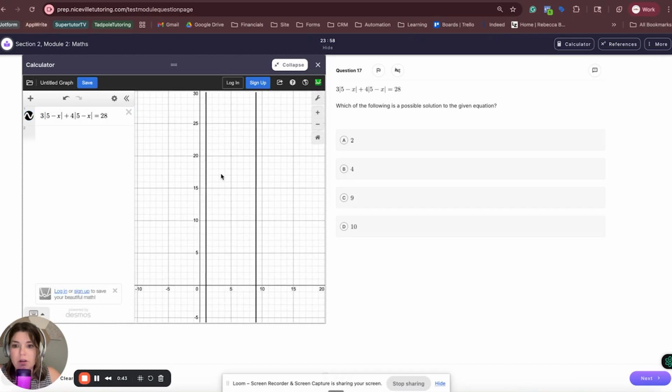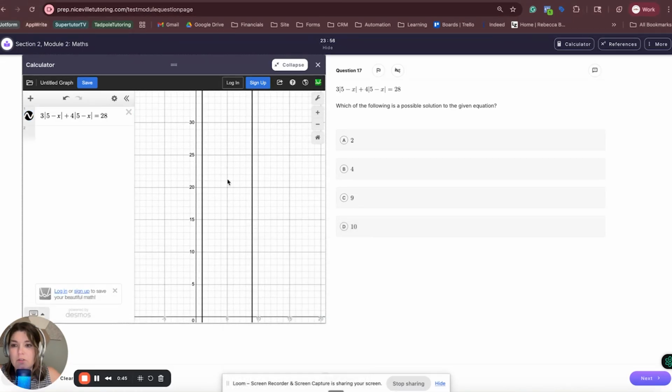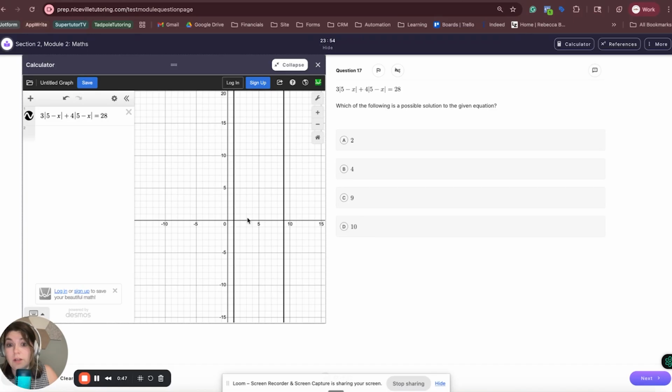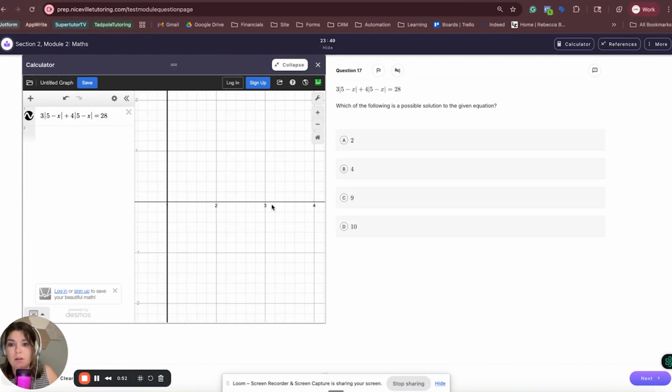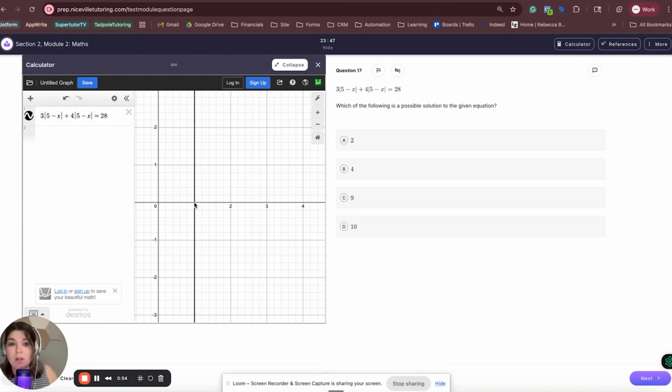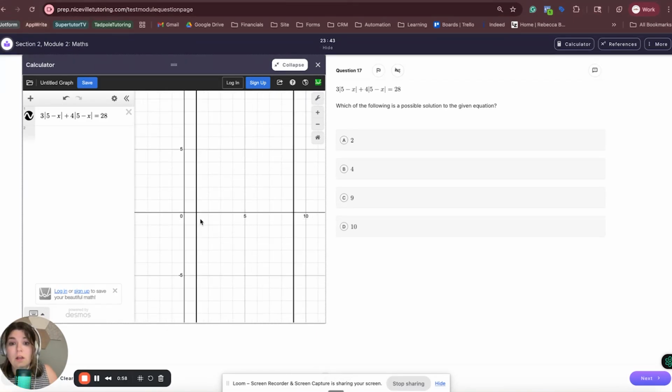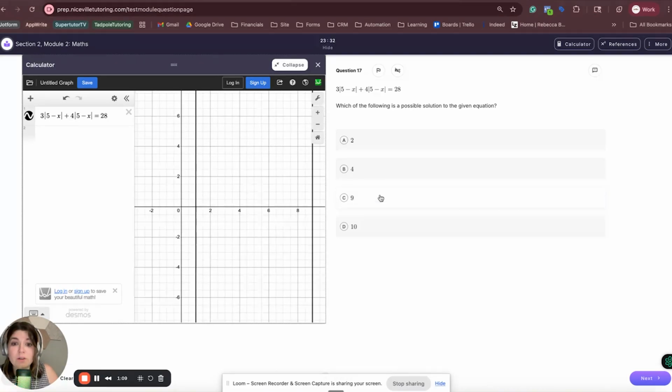That way you can see our x-axis because it's just a little bit easier. Since all the x's are in there, that is what you're solving for. As you zoom in, and mine zoomed in a little bit too much, you see that there is a solution here and also a solution here. The question is which of the following is a possible solution to the given equation. I'm seeing a 9 and I'm seeing a 1. And so the answer on this one is going to be 9.